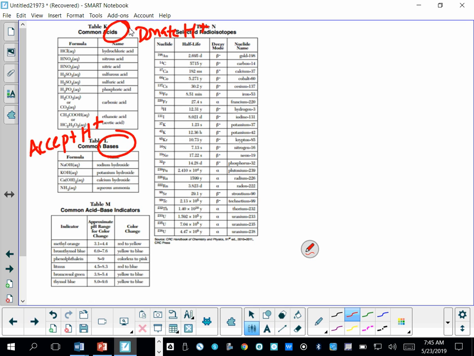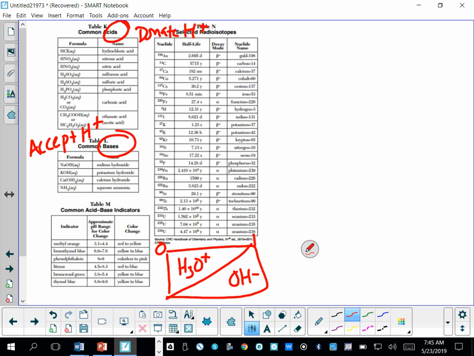Then you have this little space right here that's on the bottom. We're going to make a little rectangle like this. You're going to draw a line through it, and then you're going to say H3O plus on the left and OH minus on the right. And what you're going to do is write in pH values. So 0 all the way on the left, 14 all the way on the right, and then 7 smack dab in the middle.